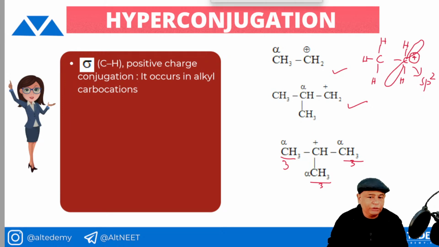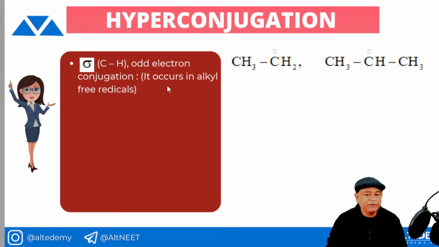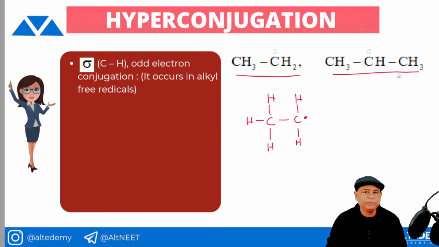So this was the second variety of hyperconjugation. We have a third variety of hyperconjugation, that is C-H and odd electron conjugation. Just try to look at it. We can talk about hyperconjugation here with a little bit of caution. Look here. Here there is a radical. Here there is a radical. Though we say that hyperconjugation will take place at this place, what is the problem with it? Why don't we treat it seriously?